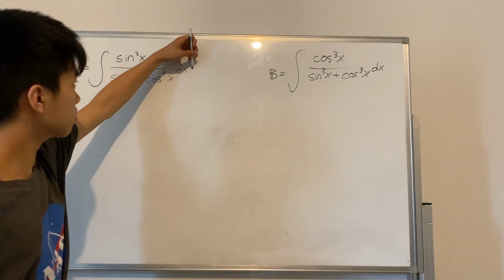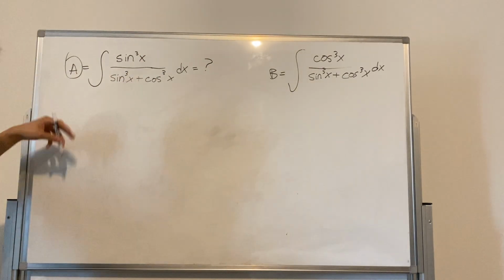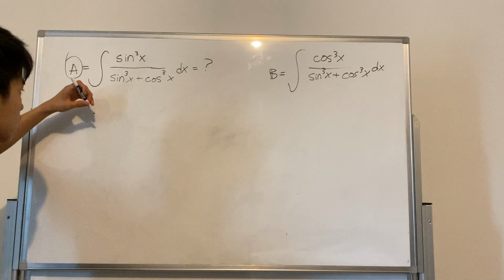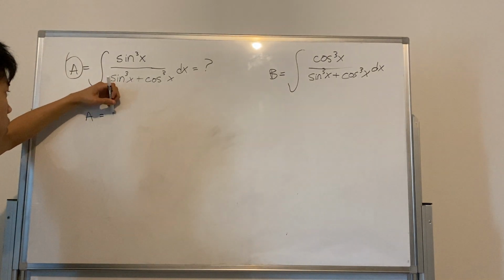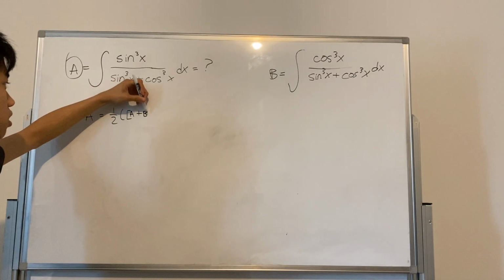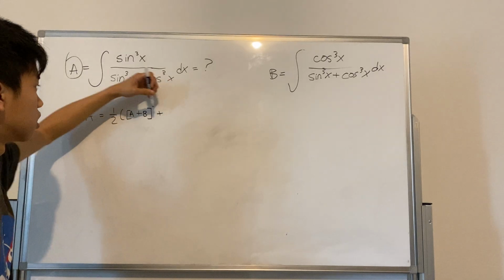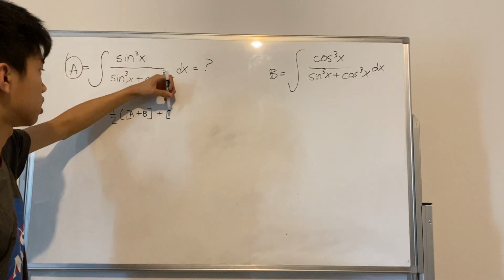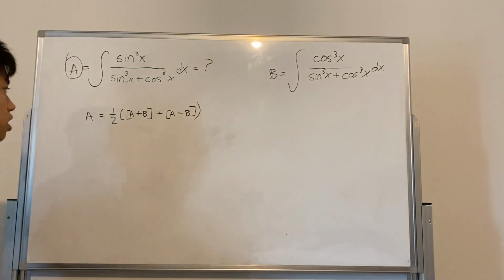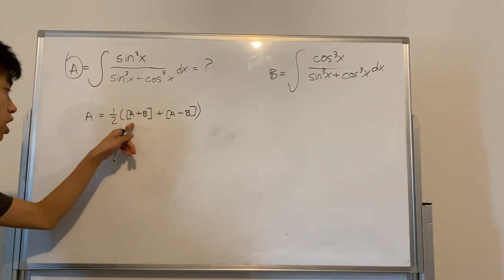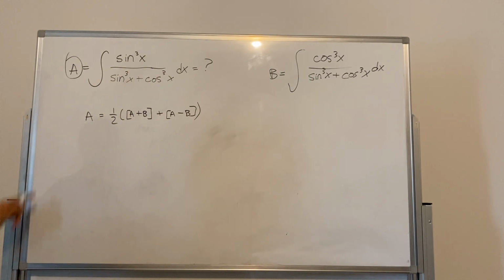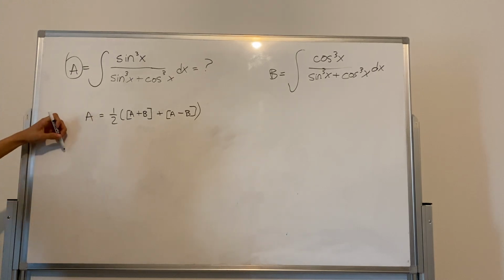So one thing I'd like to note before we start going into this problem is that A is equal to 1/2 of A plus B plus A minus B, because the B and negative B cancel out. A plus A, 2A times 1/2, that's A. So now let's get into it.